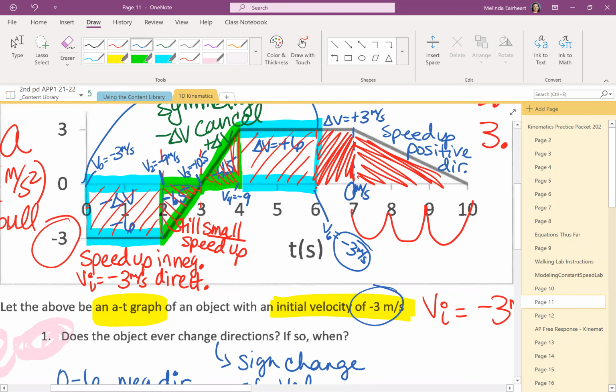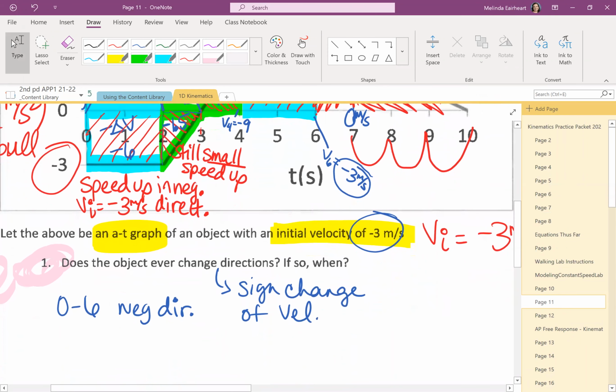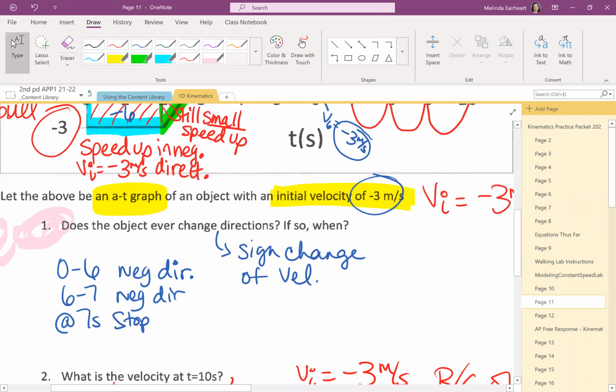And so going down, 6 to 7 seconds, we were still going in the negative direction. At 7 seconds, we came to a stop. And then after 7 seconds, we were moving in the positive. And so to answer their question, if so, at what time does the change occur? How would we answer this?